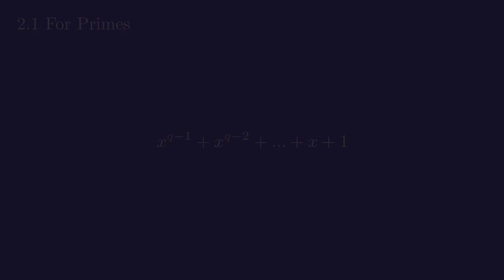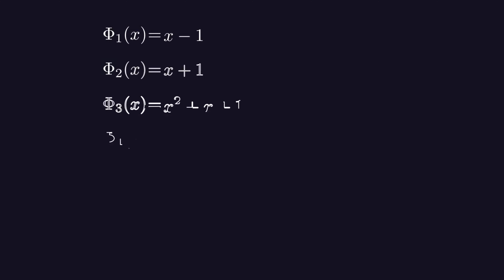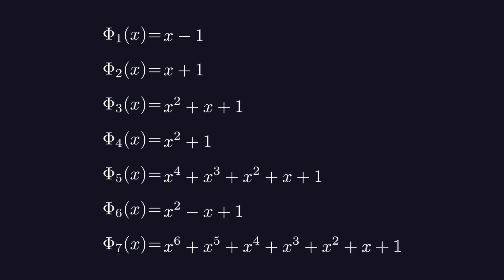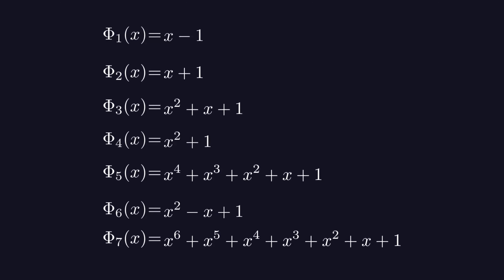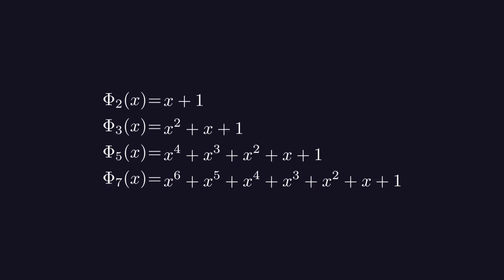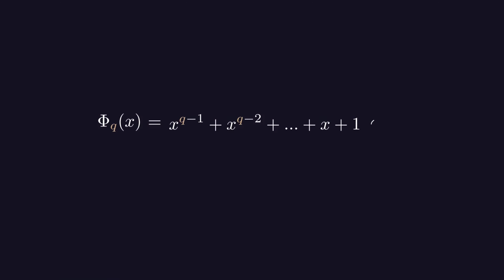Looking at the nth cyclotomic polynomials for prime values of n will give some insight as to why they may be useful for our problem. You may notice that phi sub 2 of x, phi sub 3 of x, phi sub 5 of x, and phi sub 7 of x all have this descending power structure, and so you could conjecture that for prime q, phi sub q of x is just x to the q minus 1 plus x to the q minus 2 plus x to the q minus 3, and so on.